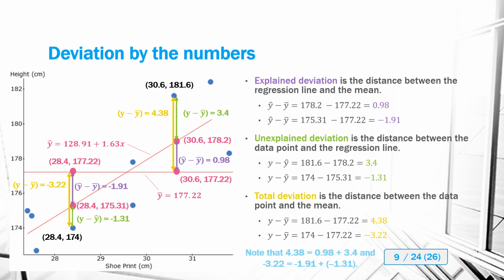I get the 4.38. But notice that if I take my explained and unexplained deviation values, 0.98 and 3.4, and I add them together, I get the same value for total deviation, 4.38. The same thing works for the other data point. This is important to note because it means that our graphical explanation is consistent with our numerical explanation. This is mathematically consistent. So this is how you actually pull out the numbers for deviation for individual data points.